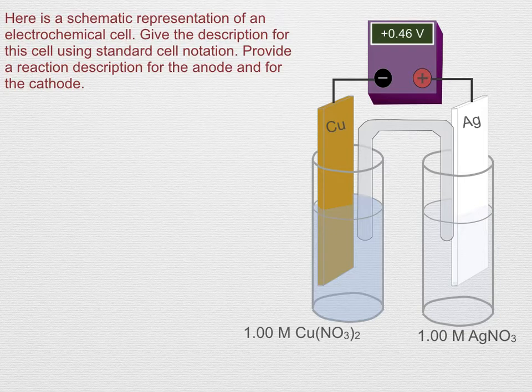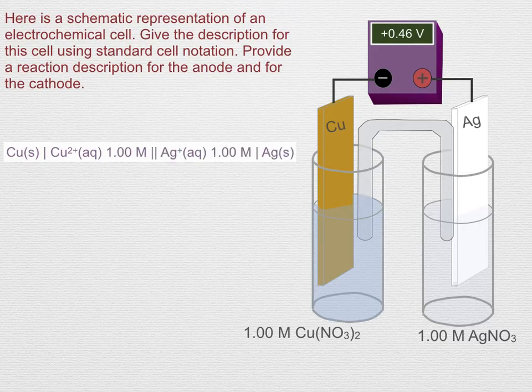Since the copper electrode is connected to the negative terminal of the voltmeter, we can identify it as where oxidation is occurring, and hence as the anode. Silver must be the cathode. In standard cell notation, we would write this as copper solid in a copper 2+ solution with a concentration of 1 molar, separated by a salt bridge from a solution of silver plus at a concentration of 1 molar, and finally a silver solid electrode acting as the cathode.